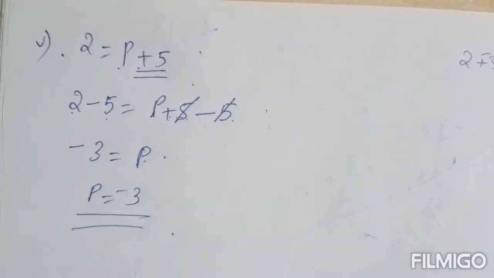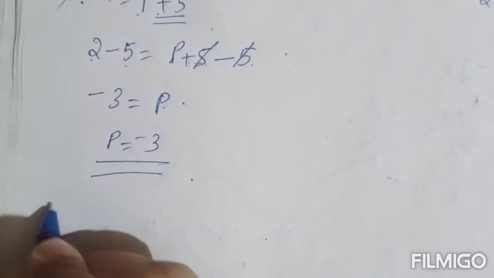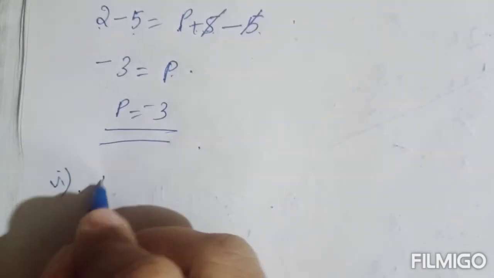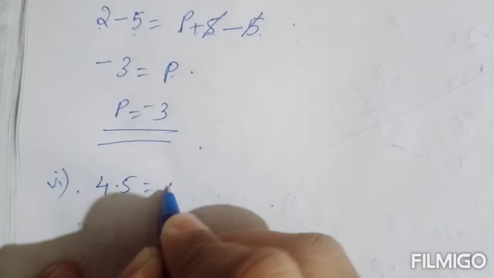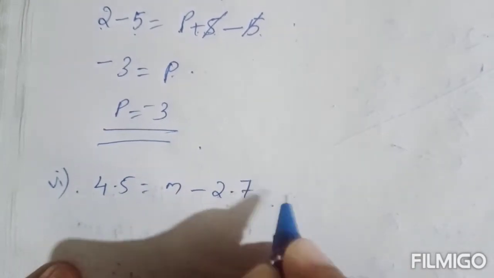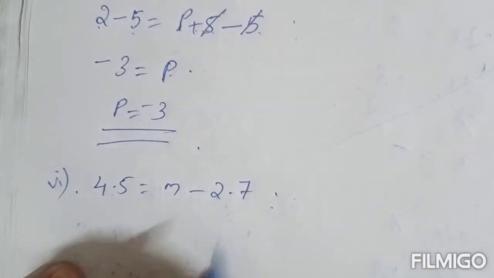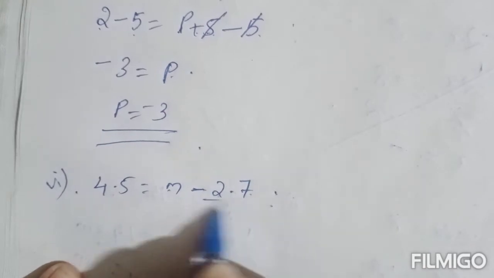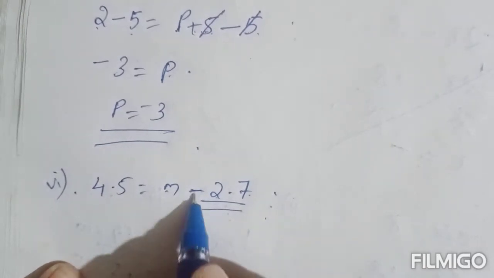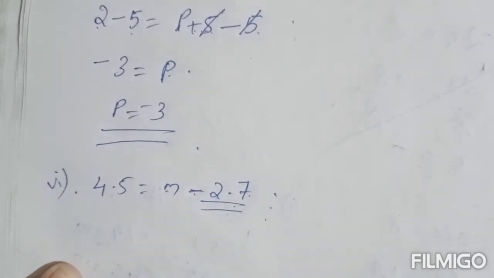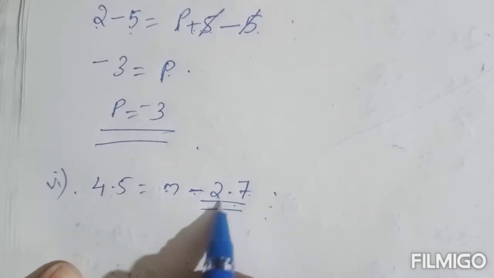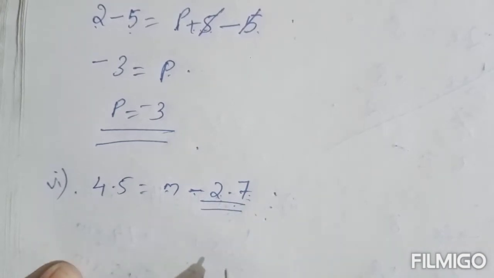Now in that sixth one, 4.5 equal to m minus 2.7. So m minus 2.7 is coming here. Subtraction is coming, so what to do? You have to add 2.7 on both sides of the equation.